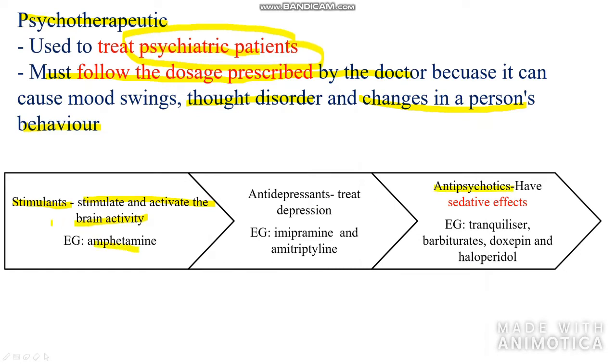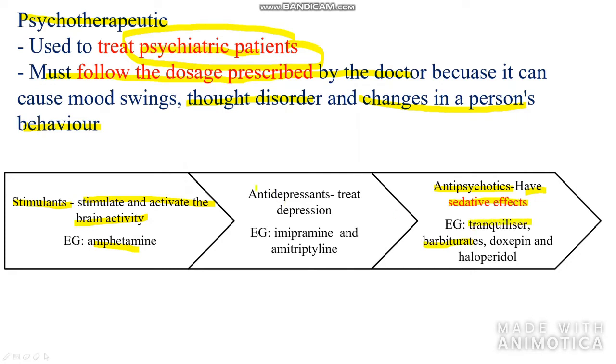Just now, stimulant can stimulate central nervous system and activate the brain activity. For antipsychotic, it will slow down the brain activity. So, in other words, it has sedative effect. Maksudnya, antipsychotic drug ini dia boleh menyebabkan kita feel relaxed, tidak berasa takut, dan it can induce sleeping. For example, barbiturate and also tranquilizer.